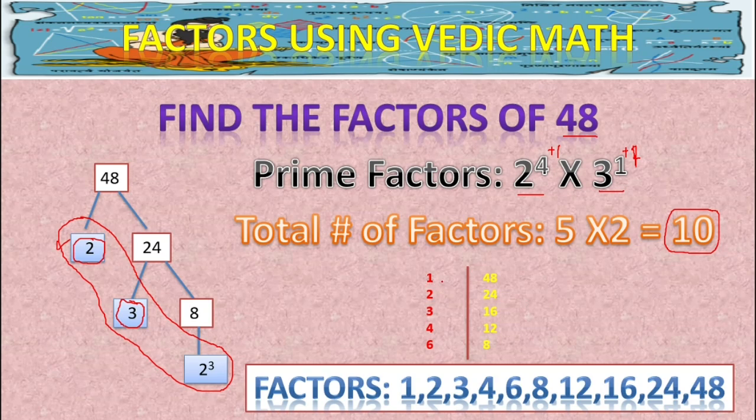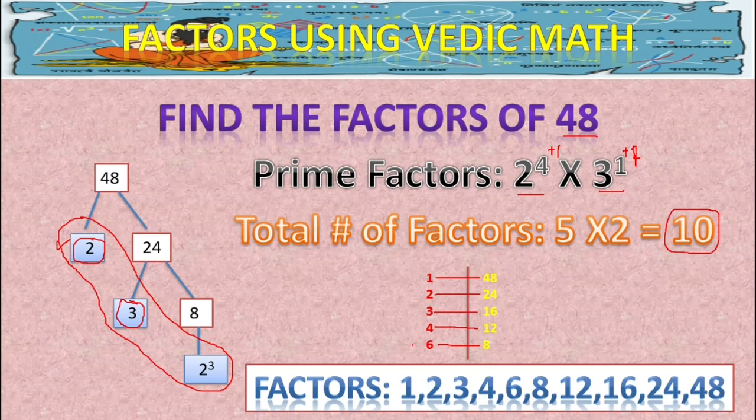1 when multiplied by 48 gives 2 factors. And I have written the next digit 2. 2 when multiplied with 24 is another pair of factors. 2 and 24 are factors. And 3 and 16 is another pair. And 4 and 12 is another pair. And 6 into 8, 6 and 8 is another pair.